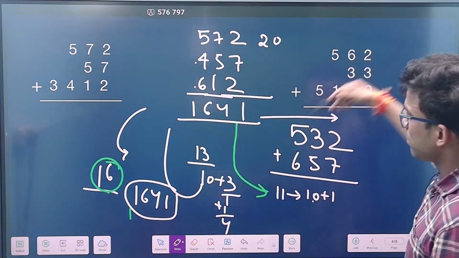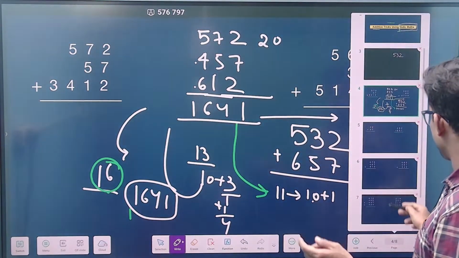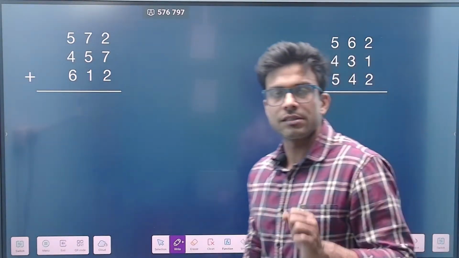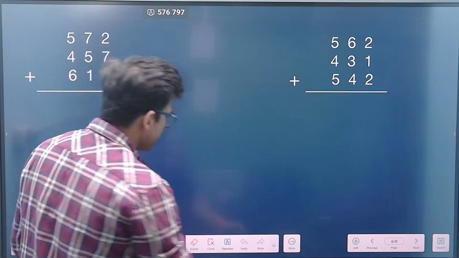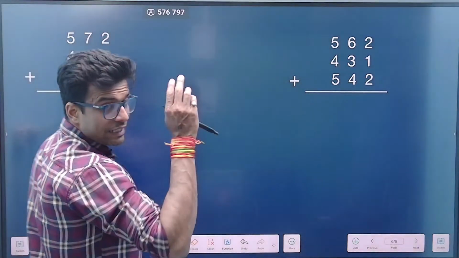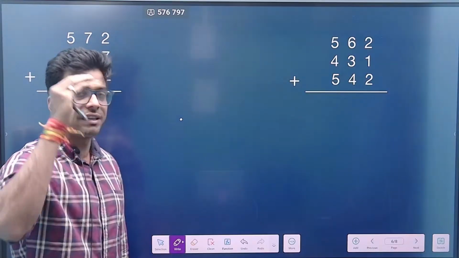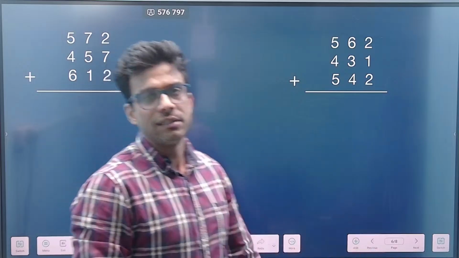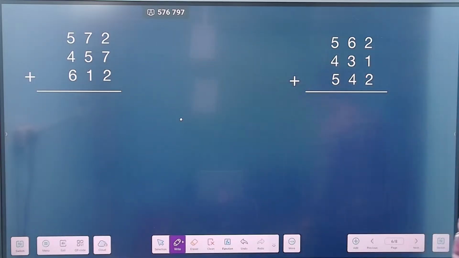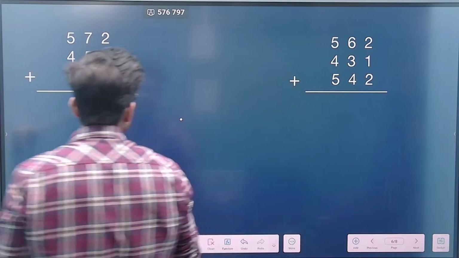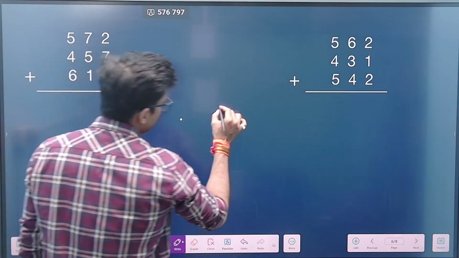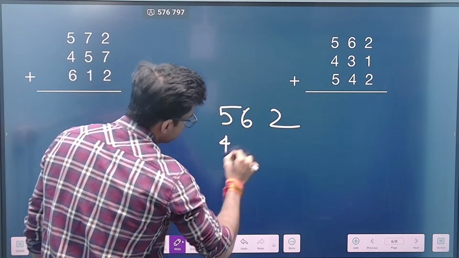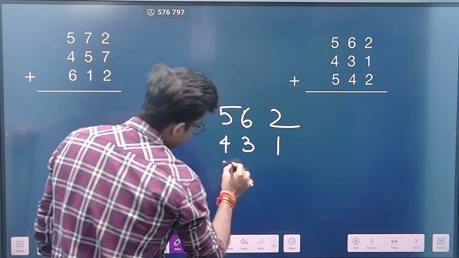Let's not take these problems. Let's take some other problem, a bigger one. You can take 3 digit, 4 digit, 5 digit, or 2 digit. I am not taking 2 digit because 2 digit is already very easy to solve. Correct? So let's come. Now see, the number is 562, and then the number is 431, and the number is 542.